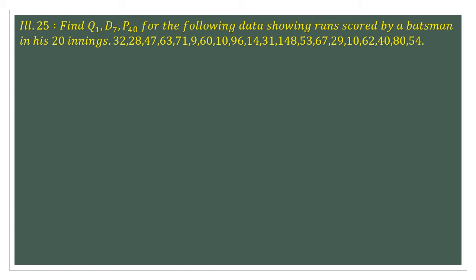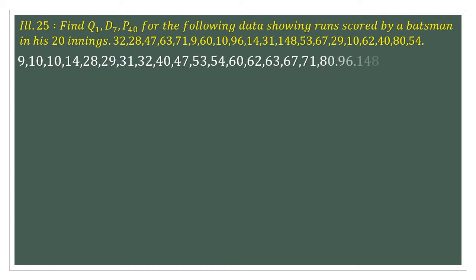It is our responsibility to arrange the data into ascending order, because I always prefer ascending order. Descending order is not actually required here. So I will arrange it in ascending order like this: 9, 10, 10, 14, 28, 29, 31, 32, 40, 47, 53, 54, 60, 62, 63, 67, 71, 80, 96 and 148. How many numbers are there? The innings are 20, so n will be 20.